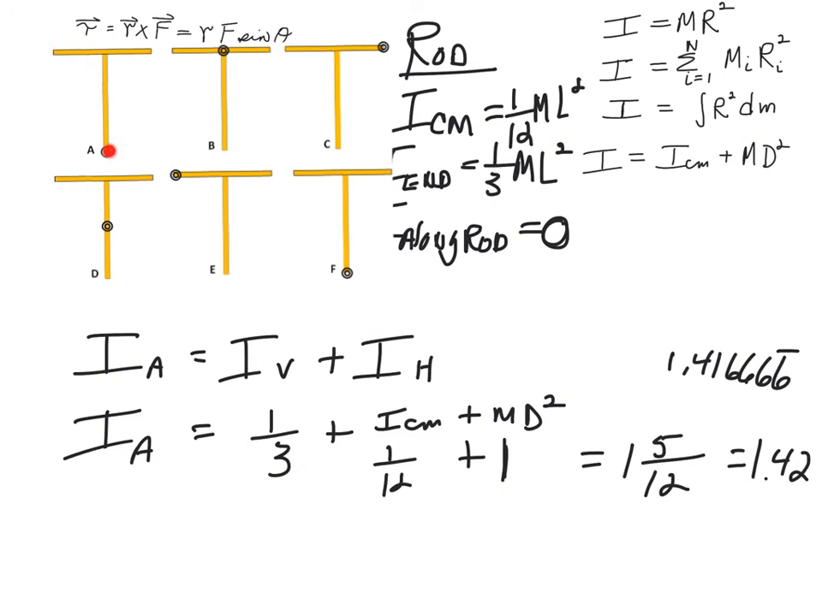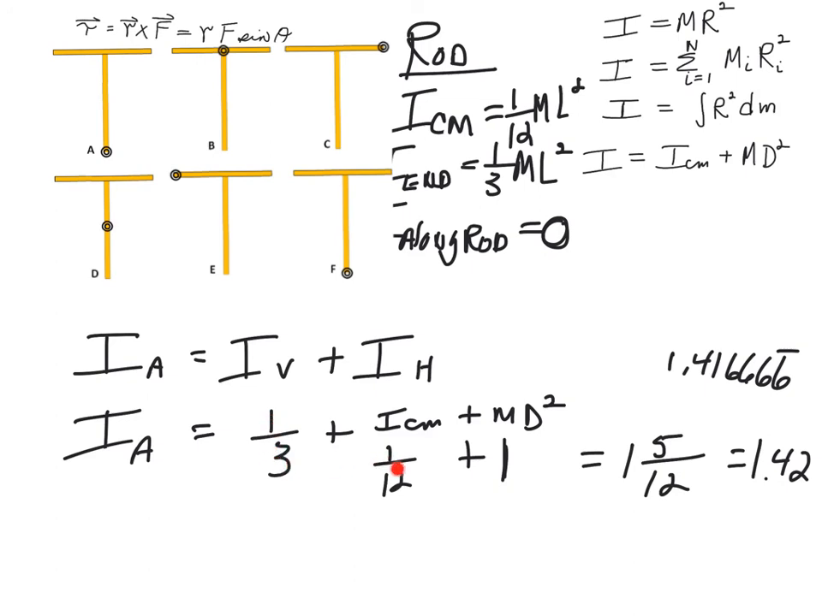For the horizontal rod, we have to slide the axis up till we get it through the center of mass. And when it's up there, it's 1/12 ml squared, right? I'm using the parallel axis theorem for this one. So that's 1/12. Then how far did I have to move it? I had to move it from the center of mass all the way to here. That's a distance of 1L. So it's ml squared, so I didn't write the ml squared, just the 1. And so we have 1 plus 1/12 plus 1/3.